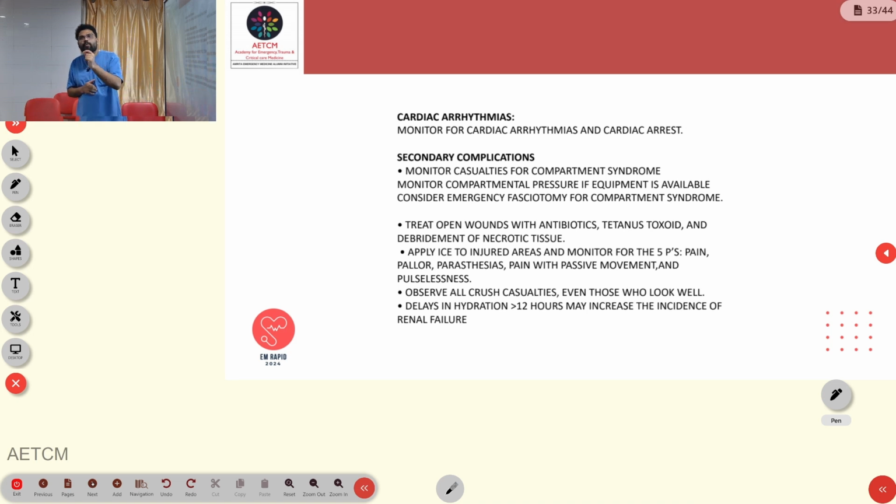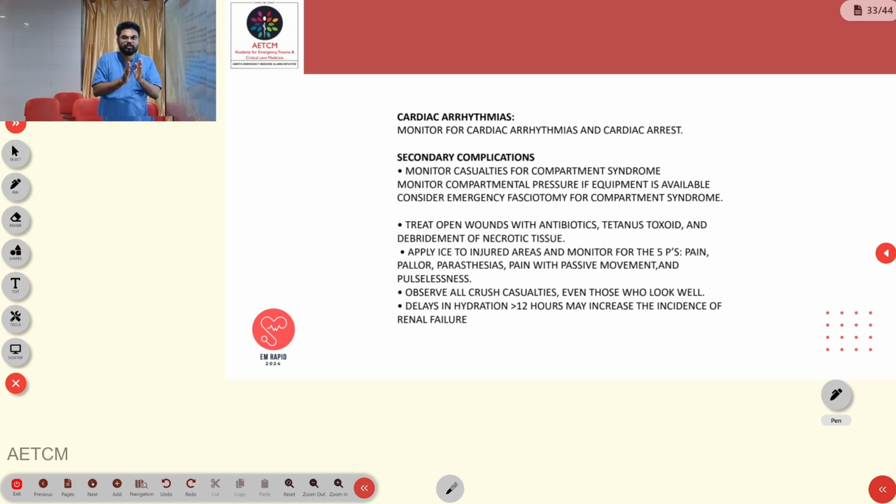For treating open wounds, antibiotics and tetanus toxoid are given, and debridement of the necrotic tissue is to be done. We can apply ice to the injured areas and monitor the 5 P's: pain, pallor, paresthesia, pain with passive movement, and pulselessness, to look for features of compartment syndrome.